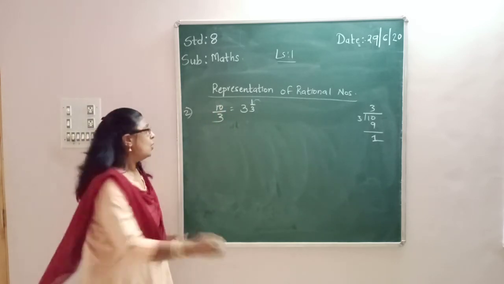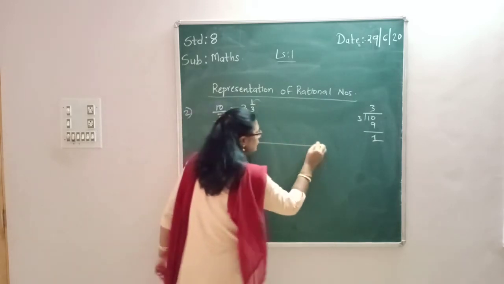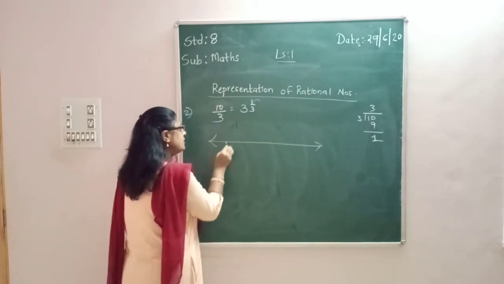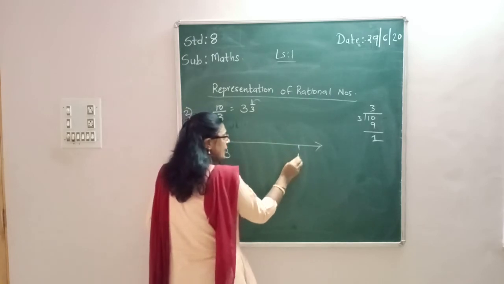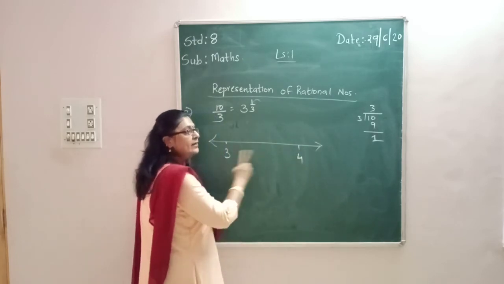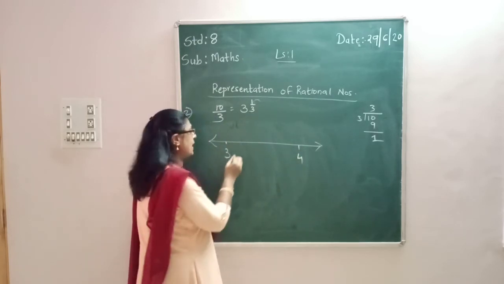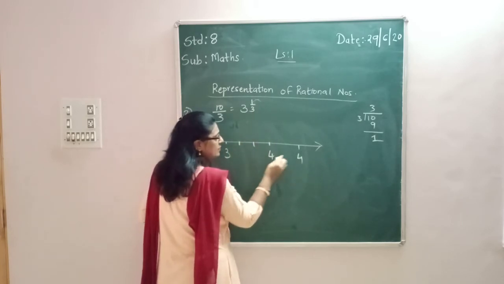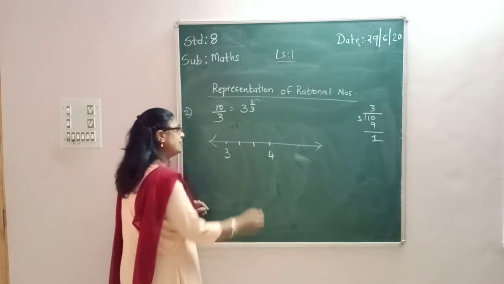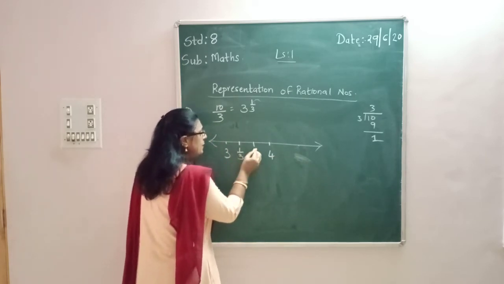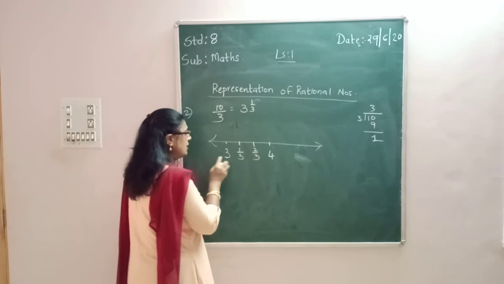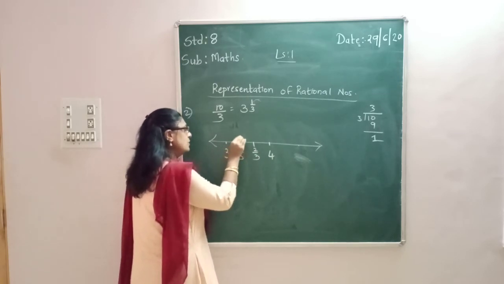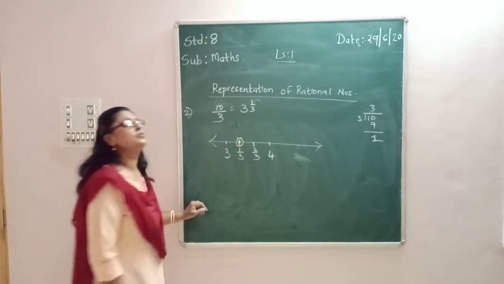Is that clear? So again, I draw a number line. I write 3 over here and 4 over here. I divide this into how many parts? 3 parts. So 1, 2 and 3. This third part will be named 4. And then this is 1 upon 3 and 2 upon 3. So this is 3 and 1 upon 3.